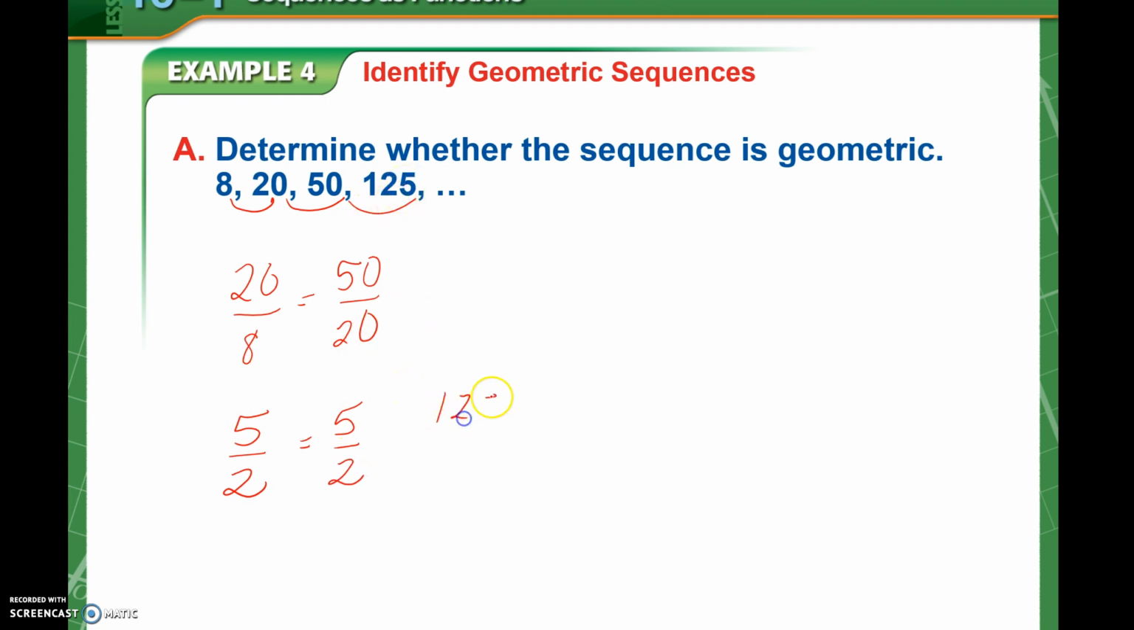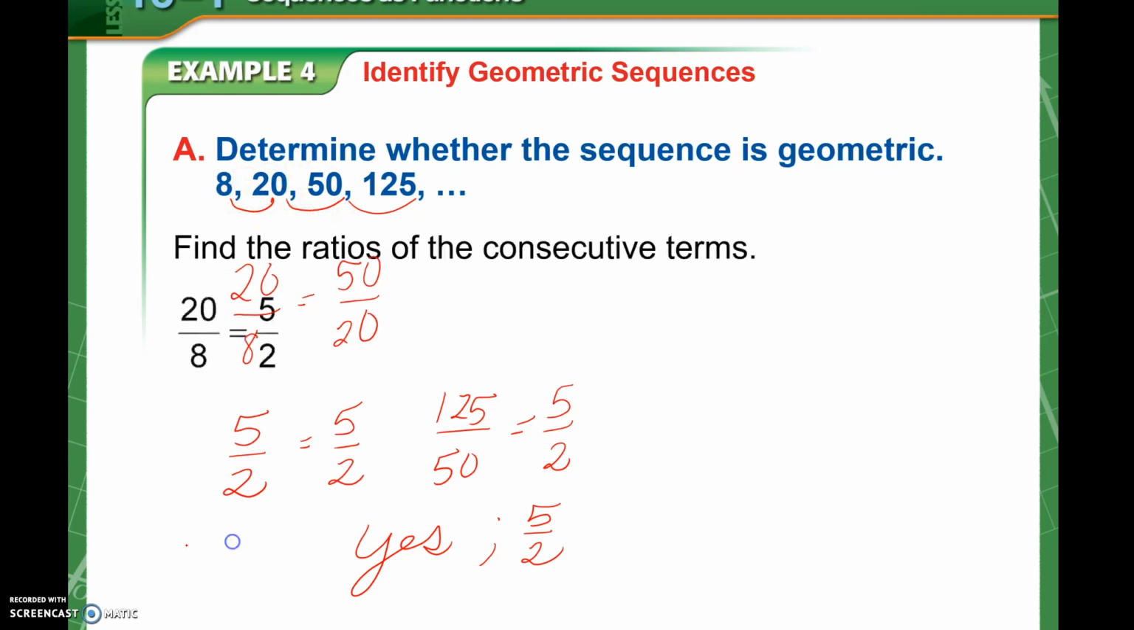So 125 over 50 should also equal that same thing. 25 goes into here 5 times, and 25 goes in there twice. So we see that they all have the common ratio of 5/2. So yes, it's geometric, and our common ratio is 5/2. So if I multiply this by 5/2, I get 20 and so forth.